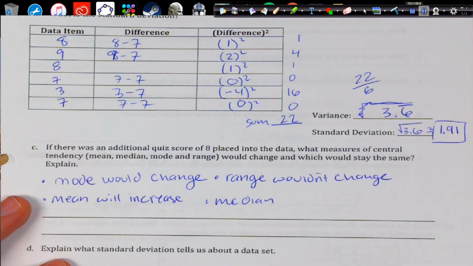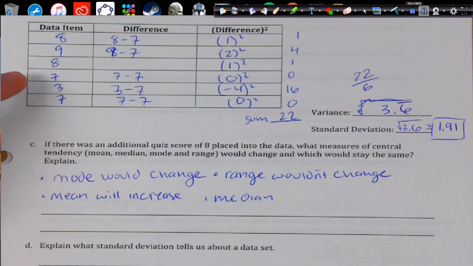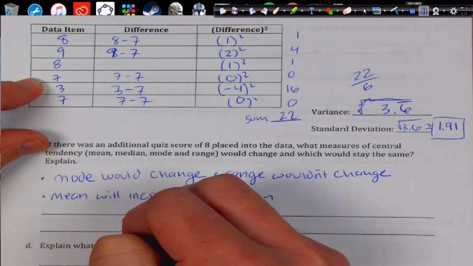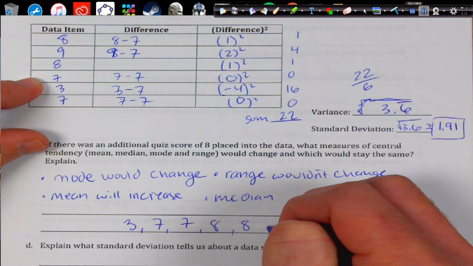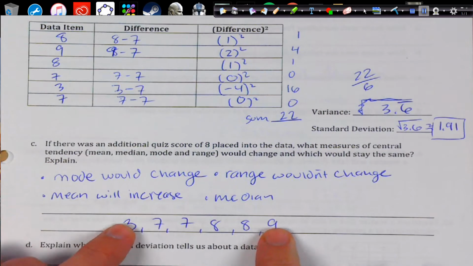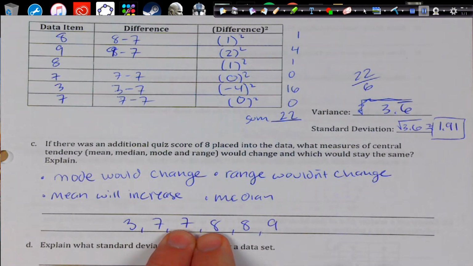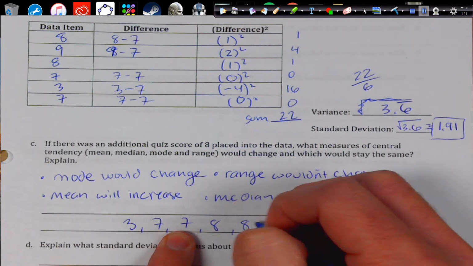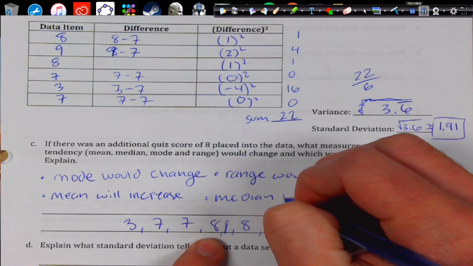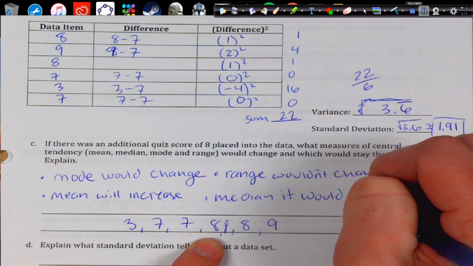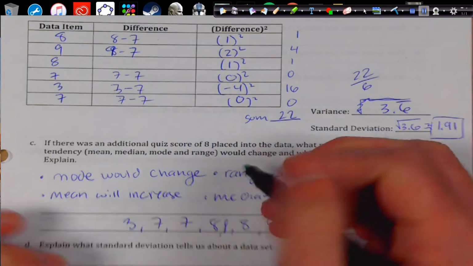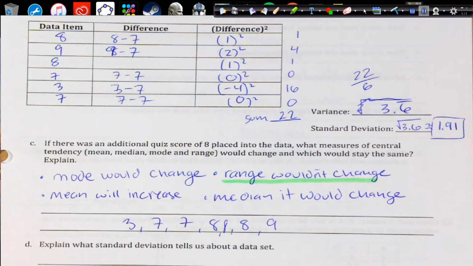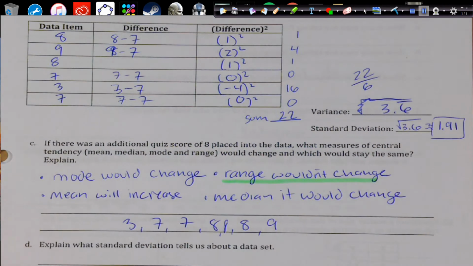Median. Okay, well, we didn't actually calculate the median before. Here's our data set. If I were to put this in order, I'd have 3, 7, 7, 7, 8, 8, 9. So my median would be about 7.5. If I added another 8 in, though, then it would become 8. So it would change as well, ever so slightly, not much. Okay? So everything's changing. The only one that doesn't change in this case would be the range.